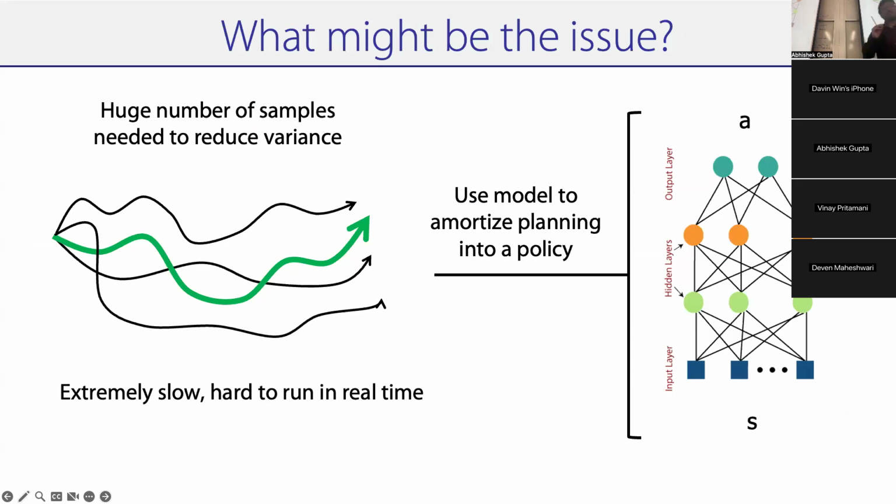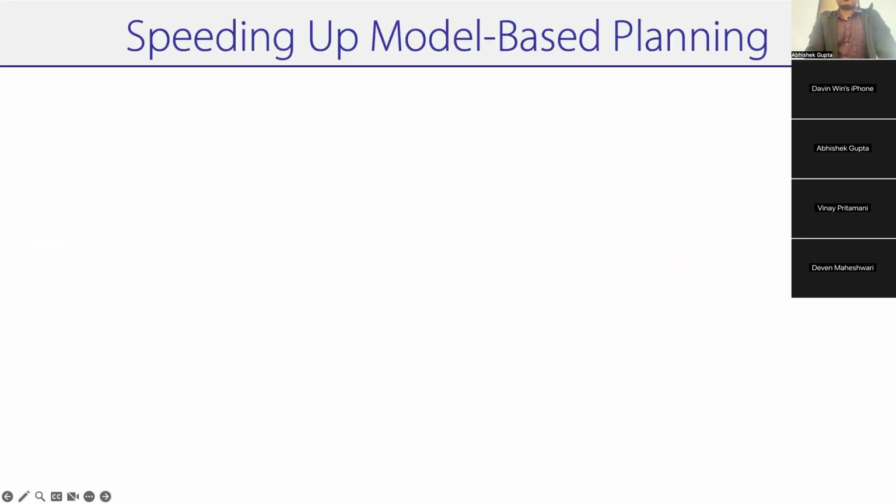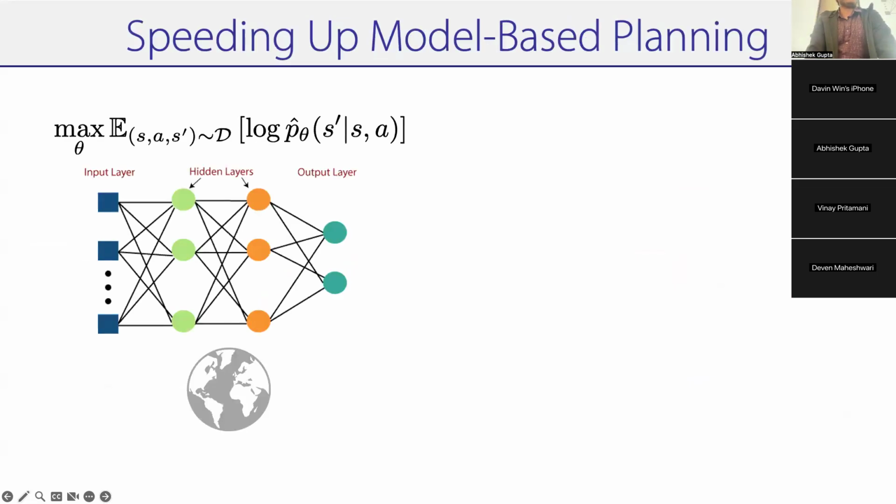And at test time, you have really fast inference, right? And so rather than doing this expensive test time compute thing, you do expensive train time compute and cheap test time compute. And so the idea is to speed up model-based planning by, instead of using the model to plan at test time, like we are doing before, we just generate a lot of data from the model and then use that to learn a policy.